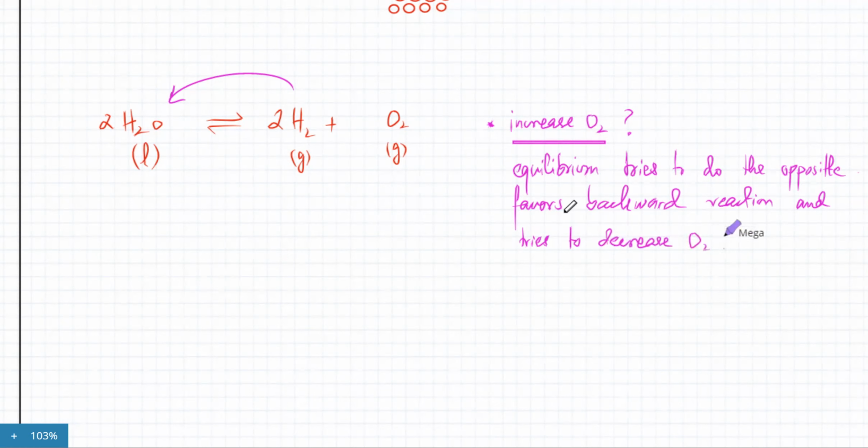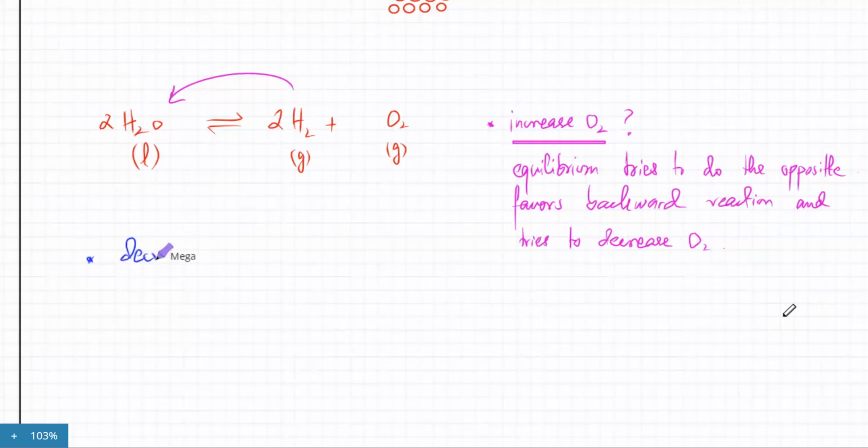So that is the principle. You try to increase O2, equilibrium tries to do the opposite, favors the backward reaction, and tries to do exactly the opposite. You're trying to increase O2, it's going to do the exact opposite. But for the same exact reaction, they start talking about water.